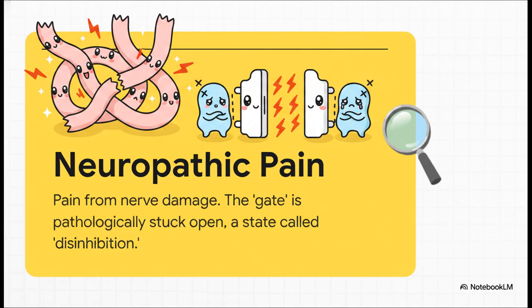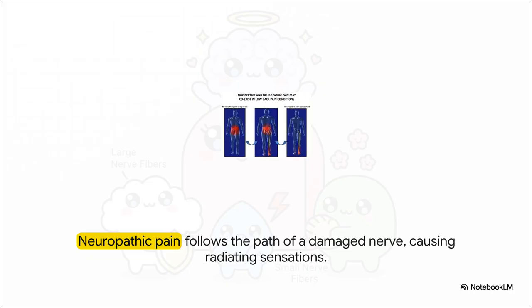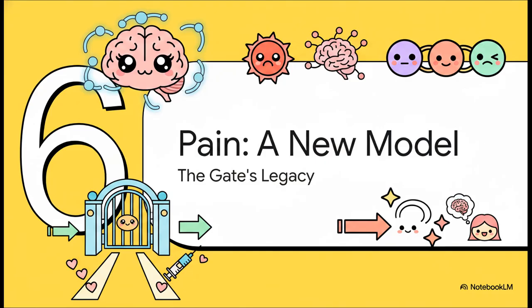If we think about our model, it's like the inhibitory gatekeeper cells have been damaged or aren't working right. The gate basically gets stuck in the open position, allowing pain signals to fire wildly and uncontrollably. And this is why the quality of that pain is so different. You can see here that typical nociceptive pain is pretty localized to where you got hurt, but neuropathic pain tends to follow the path of the specific nerve that's damaged, which is what causes those classic radiating, shooting, or burning sensations.